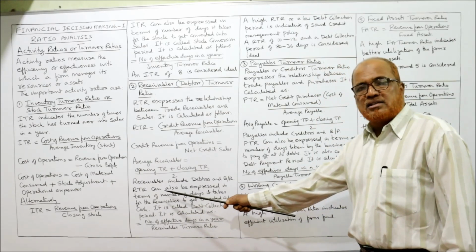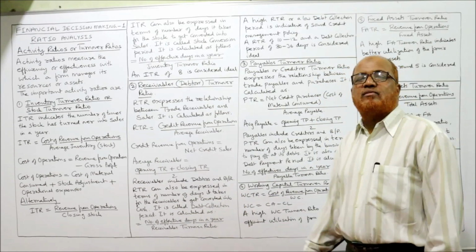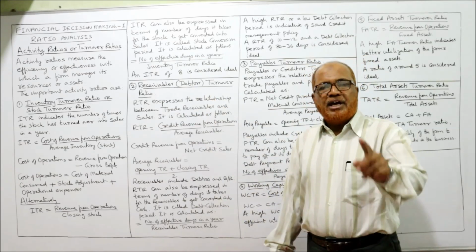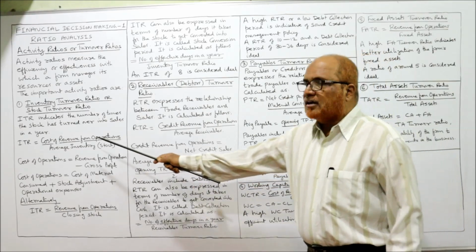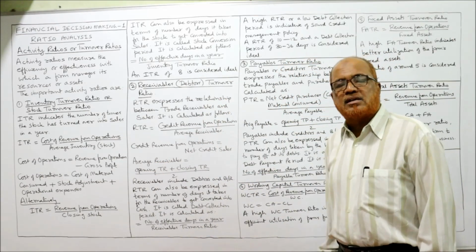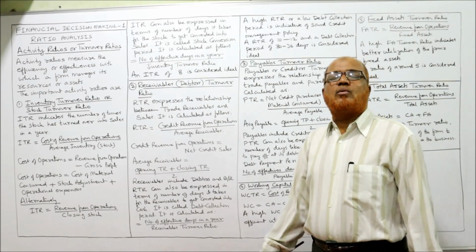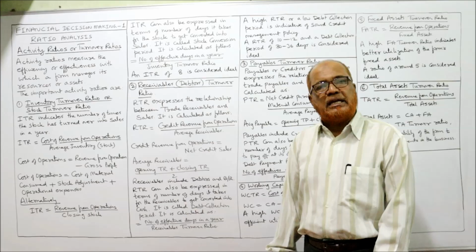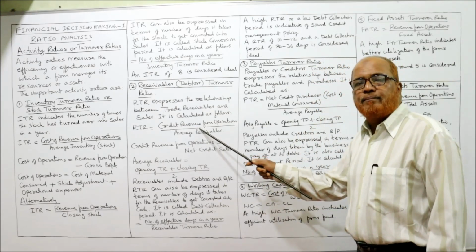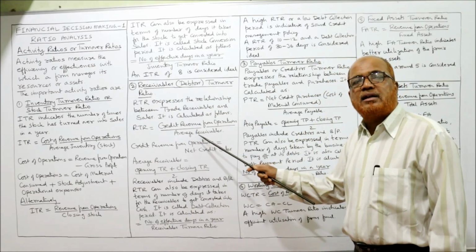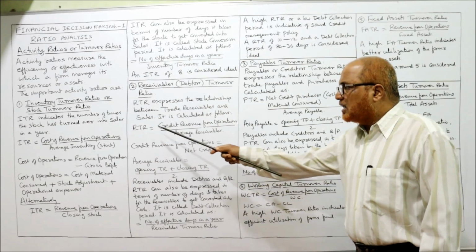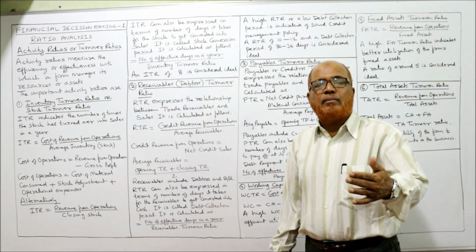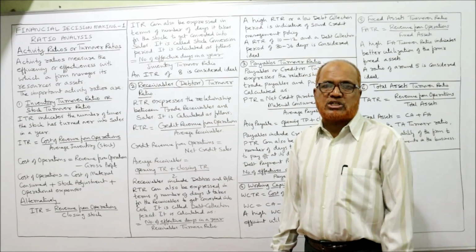The receivables turnover ratio can also be expressed in terms of number of days, just like the inventory turnover ratio. Inventory turnover ratio can be calculated in terms of times or number of days. Similarly, receivables turnover ratio can be calculated in times or in days. If you apply this formula, you will get the ratio in times. After getting it, you can find out how many days we take to convert our receivables into cash.